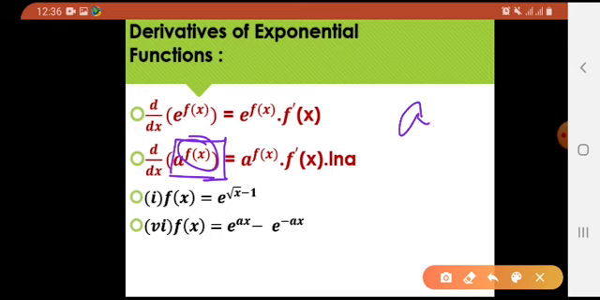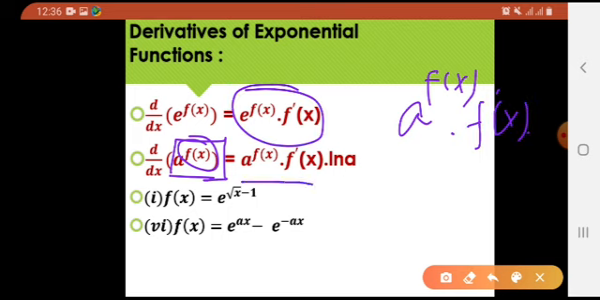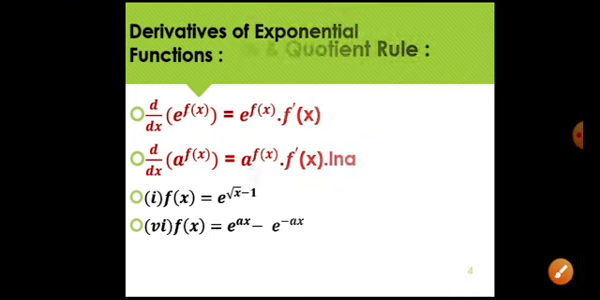It would be a raised to the power f of x as it is into f dash of x into, now everything else is the same, you can see. What is the difference? Natural log of the constant, the base, natural log of that. Let me give you examples of it.